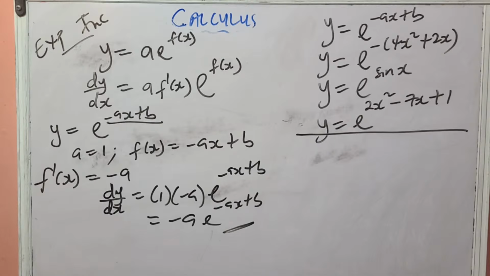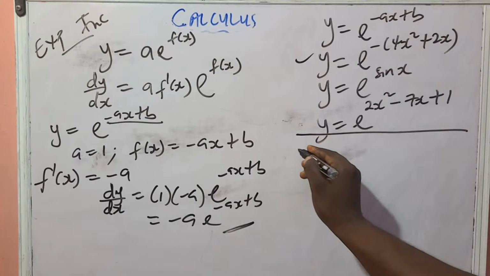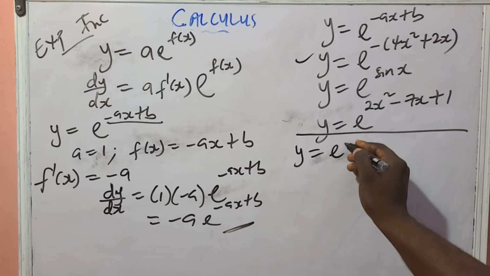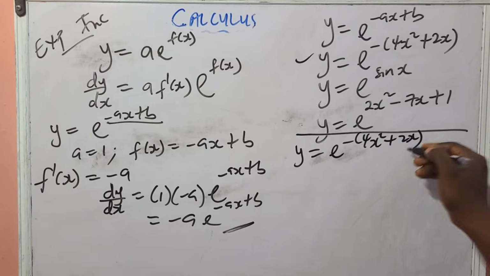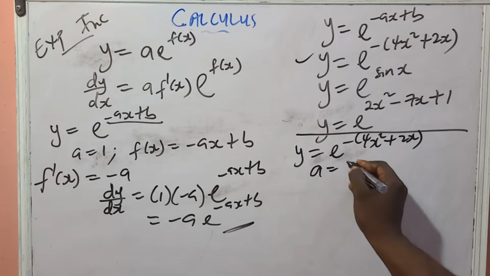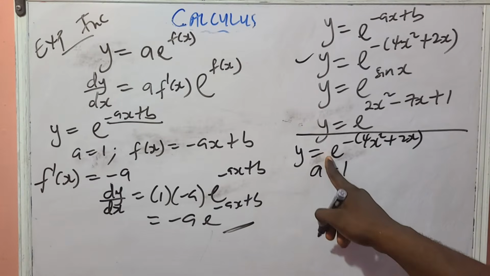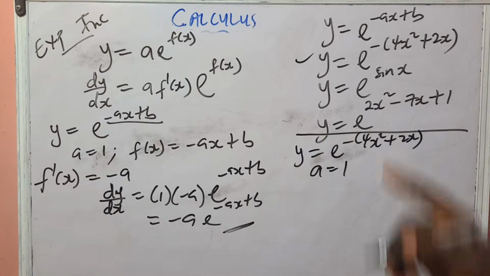Now, we have another function here. Look at this function, function 2. We have y equals e raised to power minus 4x squared plus 2x. All right, this is what we have here. Good. Now, I told you the two things you want to quickly identify. Number one, what's the coefficient of your exponential? The coefficient of the exponential here is 1. Of course, you don't see anything close to e apart from 1. So the coefficient here is 1.